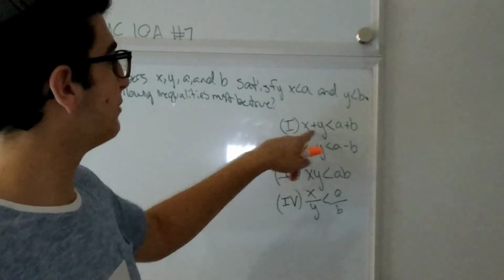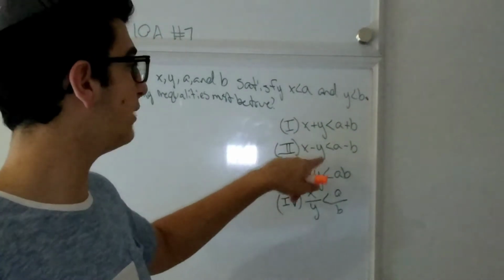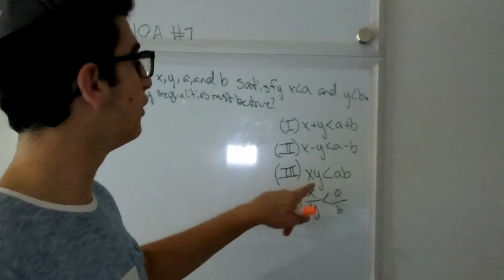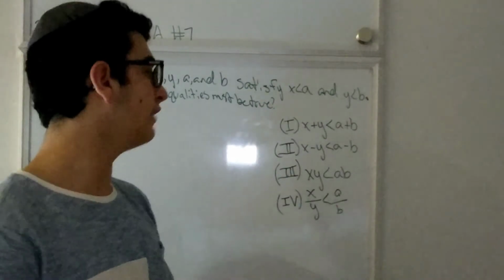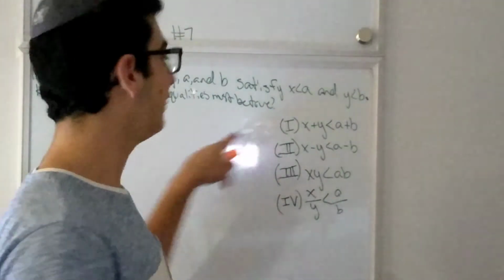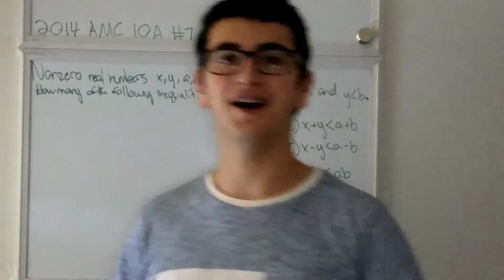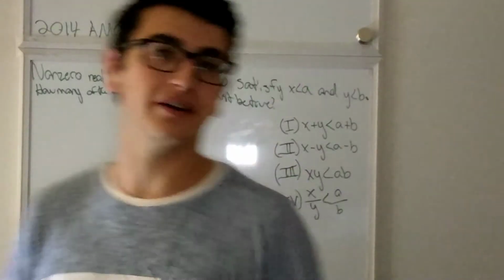1, x plus y is less than a plus b. 2, x minus y is less than a minus b. 3, x times y is less than a times b. And 4, x over y is less than a over b. That right there, Easter egg, that's the only correct answer. I'm going to go through why though, okay?